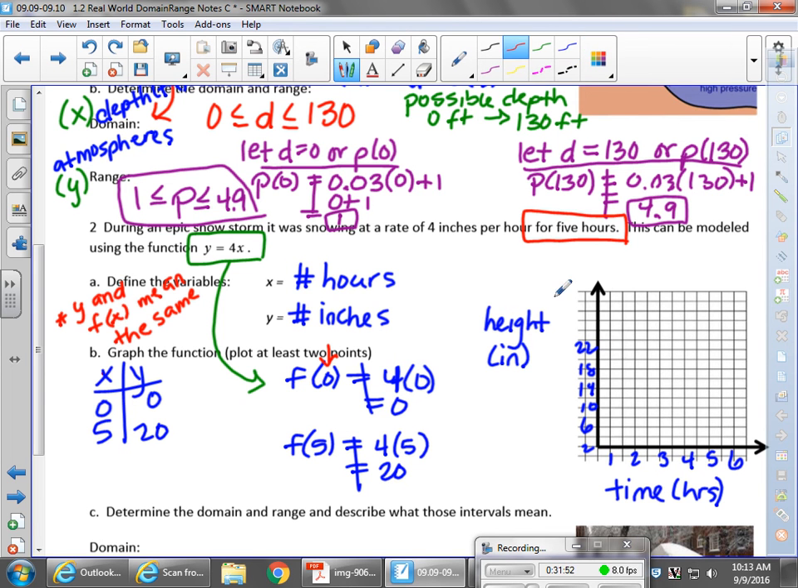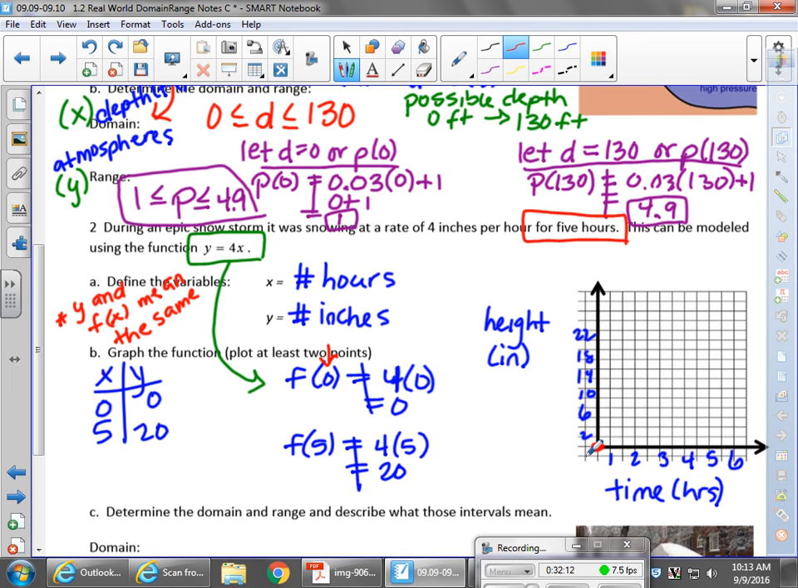So 0, 0. Ah! Who saw the mistake I just made? Who's got it? I totally skipped 0. Oops. So shift these up. Should be that. Okay. Whew. That was a close one. Okay. 0, 0 is right here.